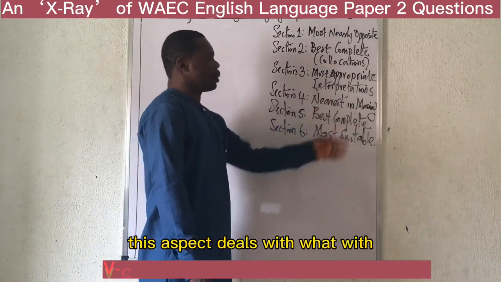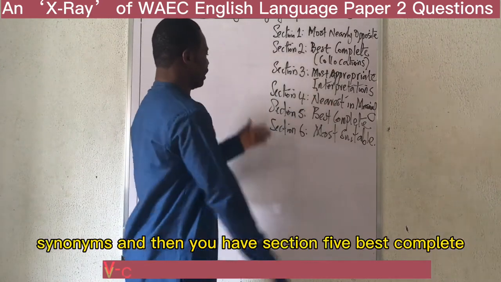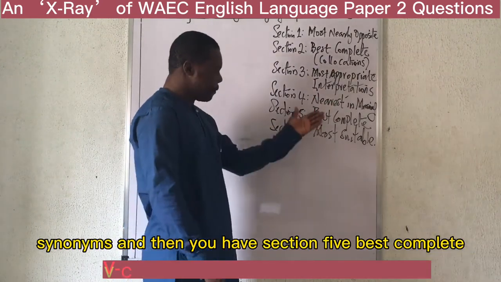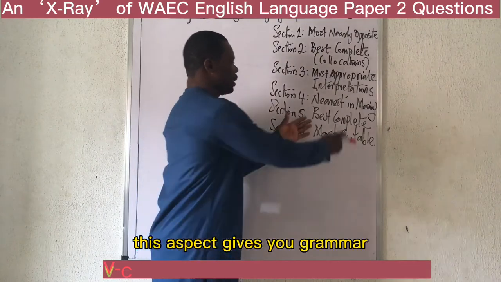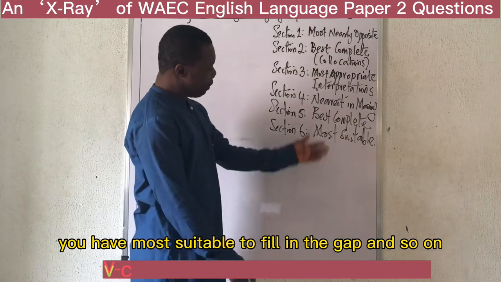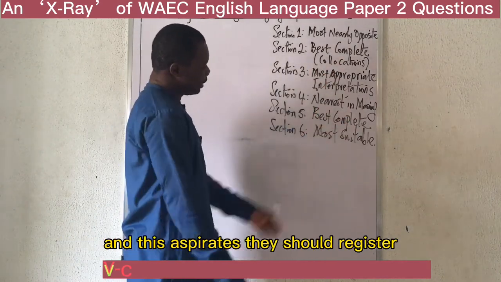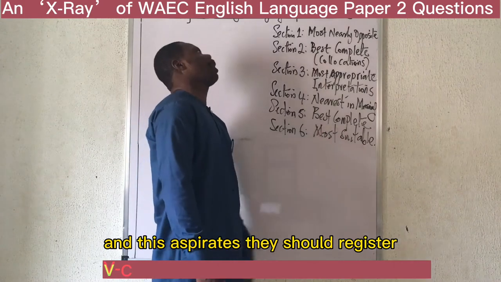This aspect deals with what? With synonyms. And then you have section 5, best complete. This aspect deals with grammar. And in section 6, you have most suitable to fill in the gap and so on. And this aspect deals with register.